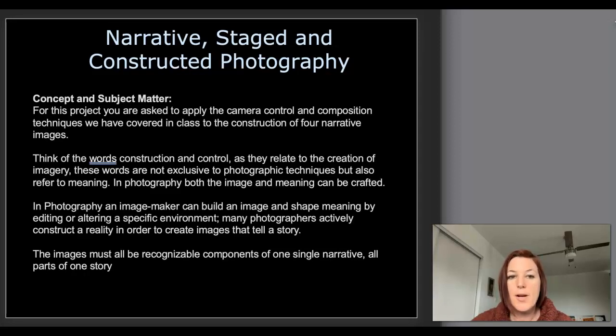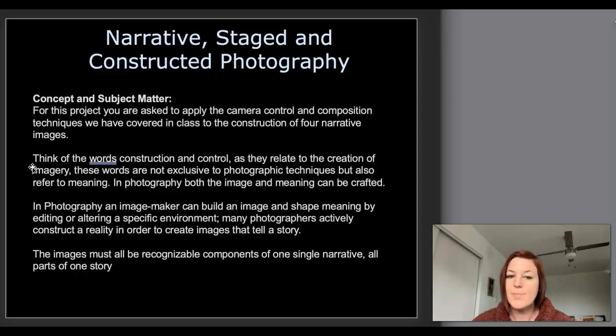So for this project, you're asked to apply the camera control and composition techniques we've already covered in the class to the construction of 4 narrative images. Think of the words construction and control as they relate to the creation of imagery. These words are not exclusive photography techniques, obviously, but also refer to meaning. So in photography, both the image and the meaning can be crafted. An image maker can build an image and shape meaning by editing or altering a specific environment. Many photographers actively construct a reality in order to create images that tell a story.